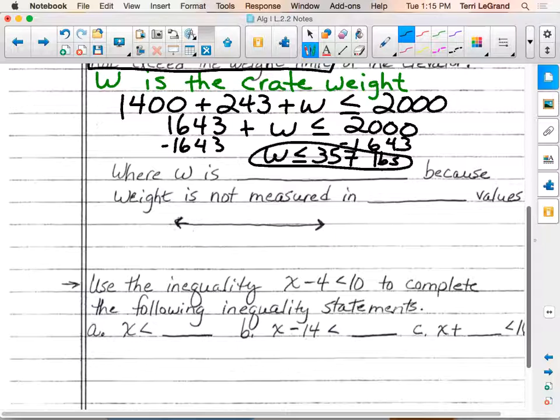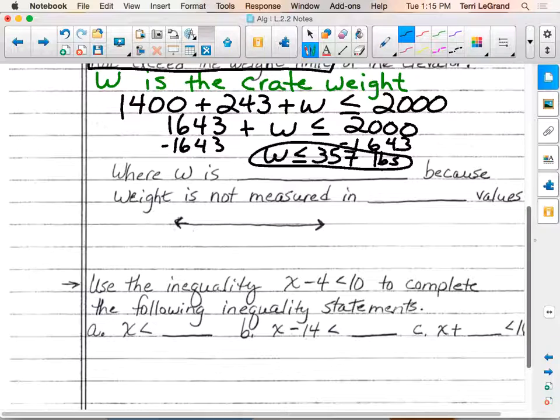I get that this crate can weigh 357 pounds or less. Do you agree? Okay. Well, remember though, when we know what the variable is representing, we have to decide if there are any restrictions, anything that really can't be. So remember, W is the weight of the crate. It starts at 357 and goes that way, the number's less than 357. So when we think about going that way, is there a stop point, or can it just keep going?